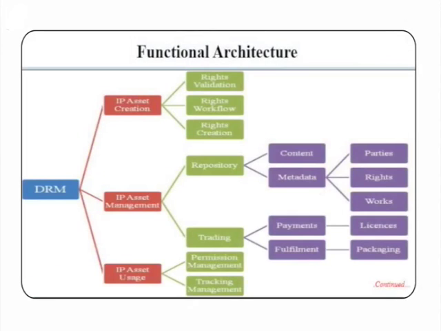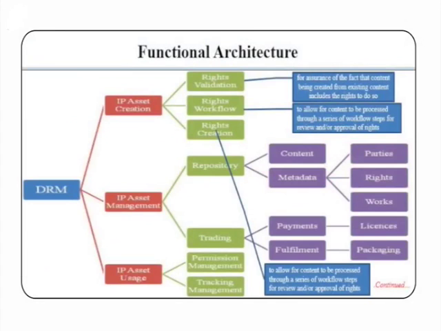Here is the schematic which shows a functional architecture of the DRM. We will discuss each component in detail. The first one is IP asset creation. IP asset creation deals with rights validation, rights workflow, and rights creation.